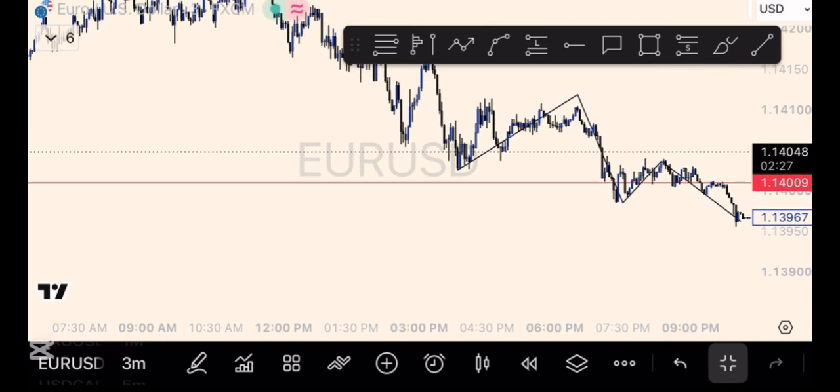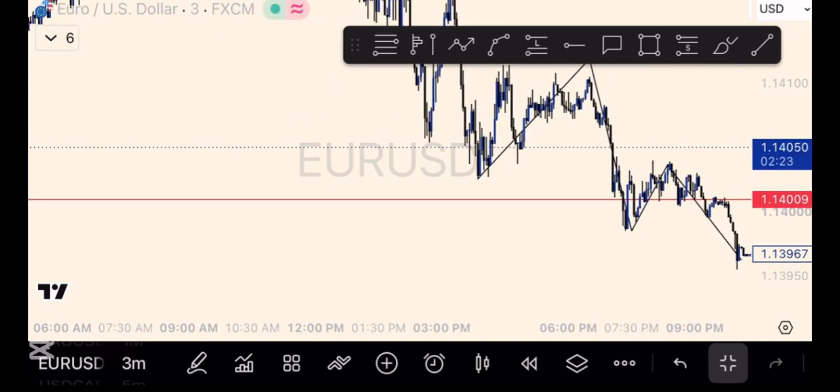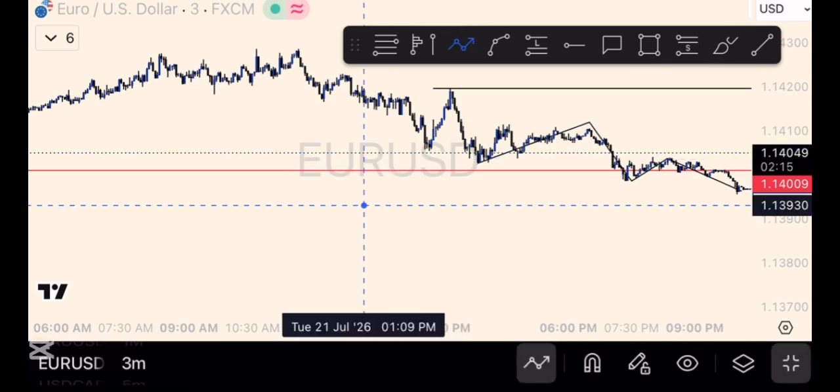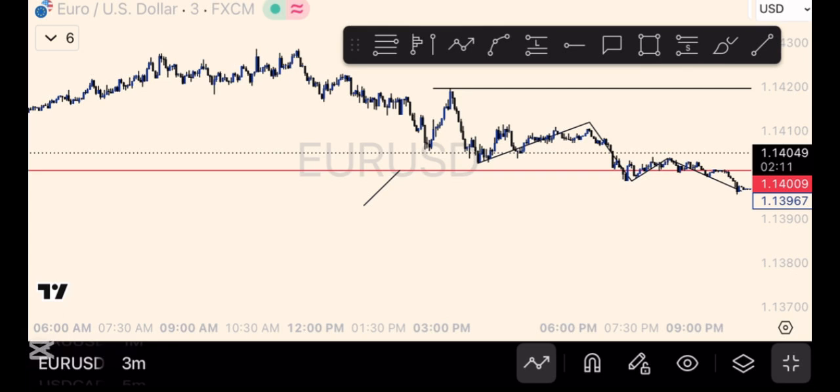So back right here, normally I'm expecting a pullback. So I was expecting a buy setup to occur around here, and we're already at this zone. There's this zone.